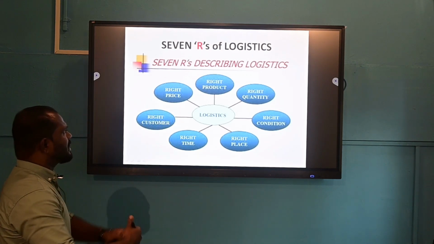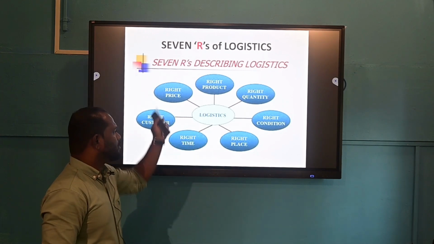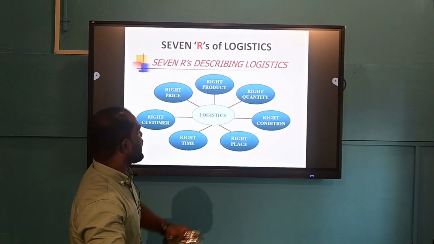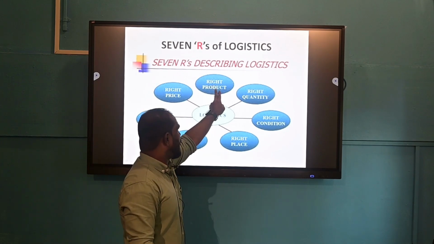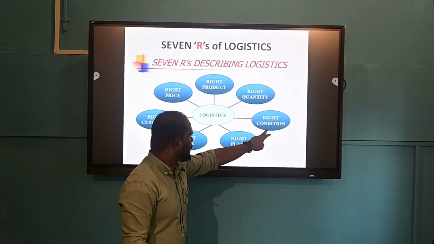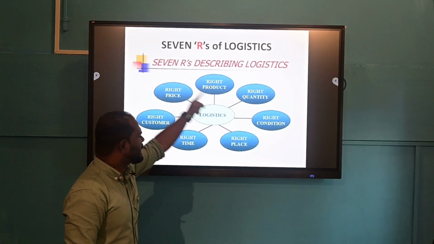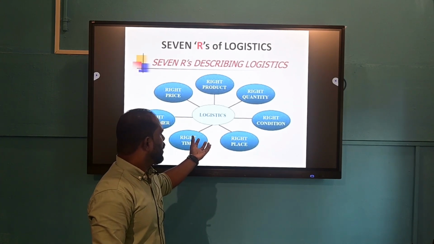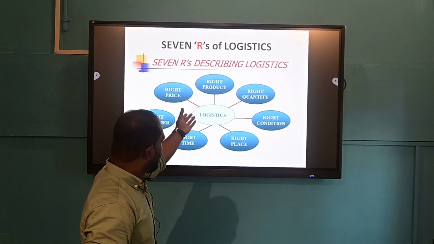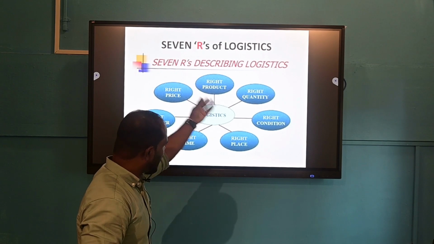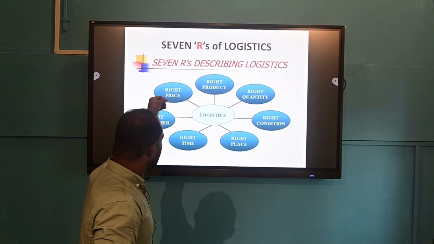Next, I am going to discuss the 7 R's of logistics. Before going to other areas, we must analyze these 7 R's of logistics, the 7 rights of logistics. Actually, logistics simply means selling the right product at the right quantity, at the right condition, right place, right time, right customer, and right price. This is actually what real logistics is.